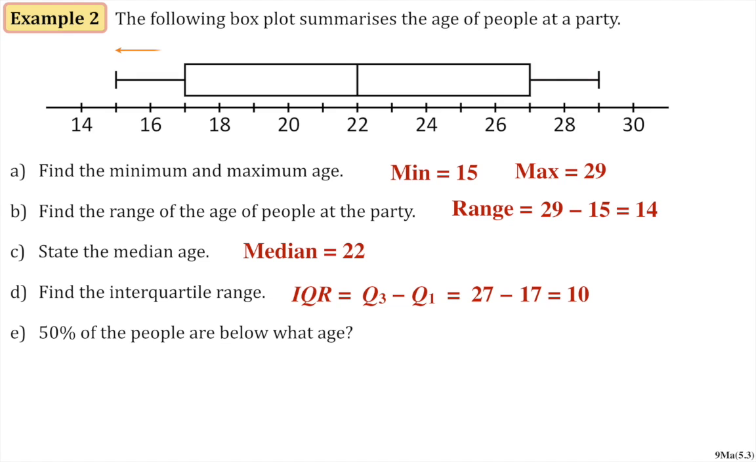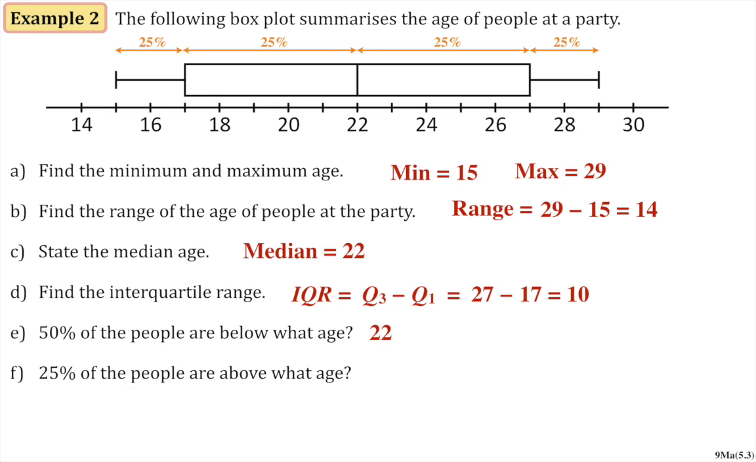So when we look at this question here, it said, 50% of the people are below what age? Well, 50% of the people, there's 25%, there's 25%, 50% of the people are below 22. 25% of the people are above what age? We can see this is the last quarter here. So 25% of the people are above 27.